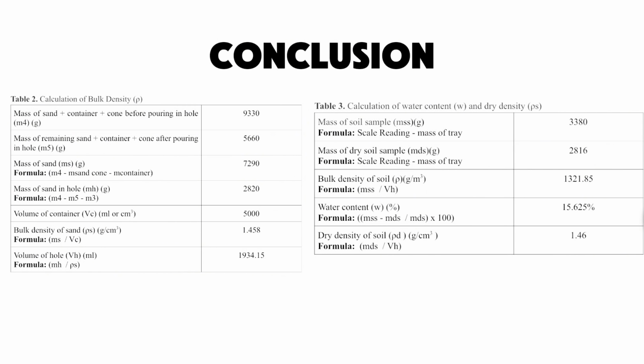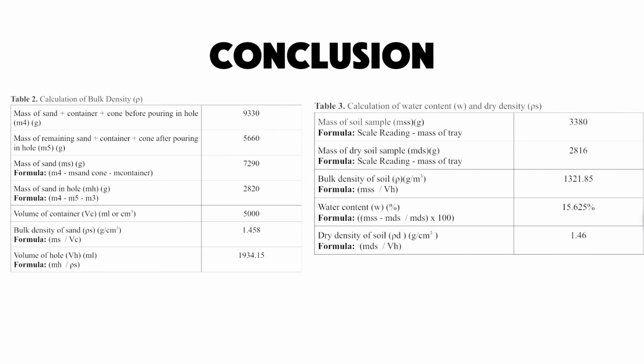However, to further improve accuracy, it is recommended that multiple tests be conducted across different locations within the site. This would help account for any variability in soil properties and ensure a more comprehensive assessment. Additionally, comparing the sand cone method with other field density tests could help validate the findings and provide a broader perspective on soil compaction characteristics.